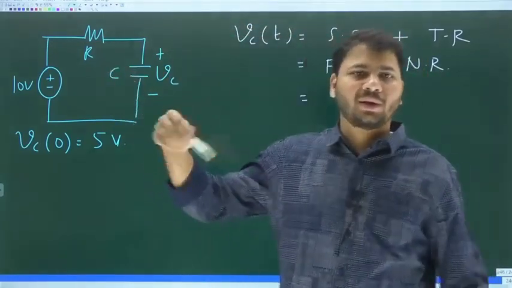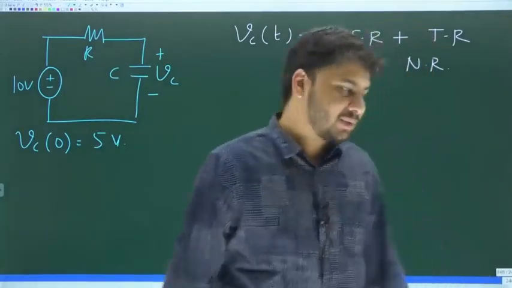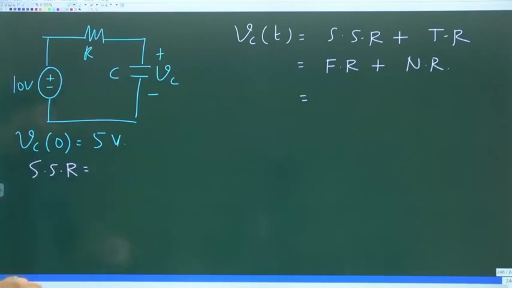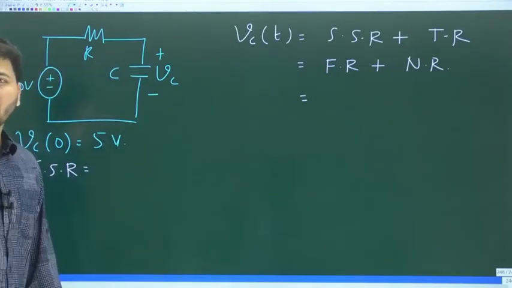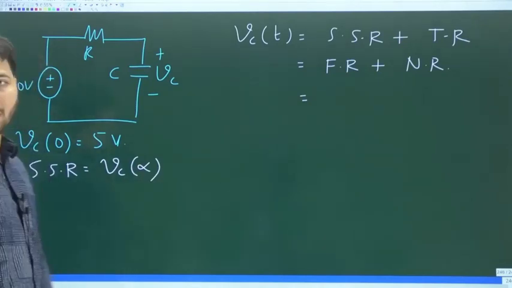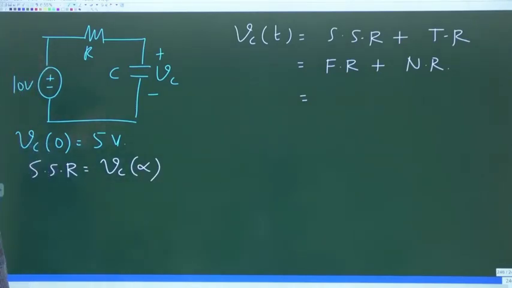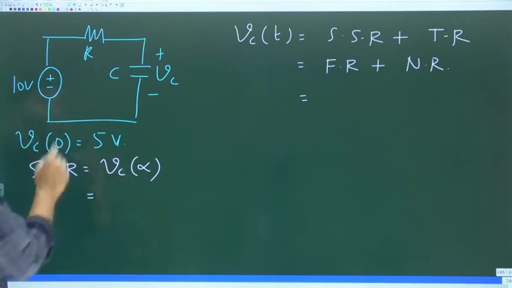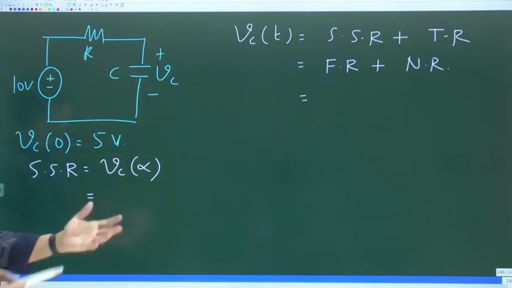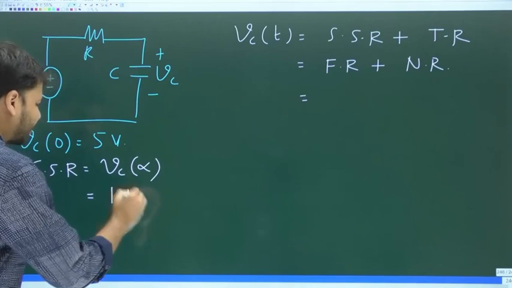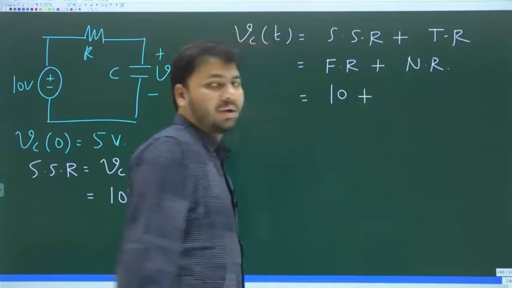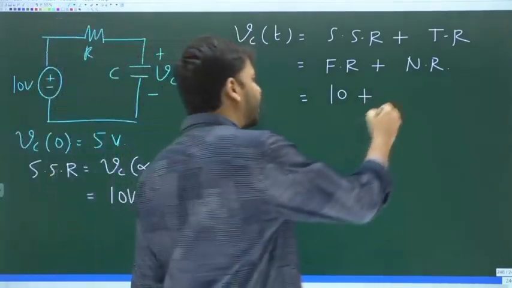What is the steady state response? It is the value of Vc at steady state. Let me write it. The steady state response is always the value of that current or voltage at steady state. In this case, we are finding Vc of t, so the steady state response is Vc of infinity. Because the source is DC, the circuit reaches DC steady state. 10 volts will appear across the capacitor, which becomes open at DC steady state. So Vc of infinity is 10, and the forced response is 10.